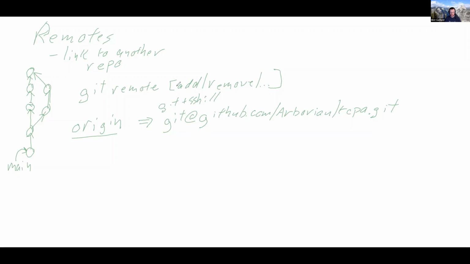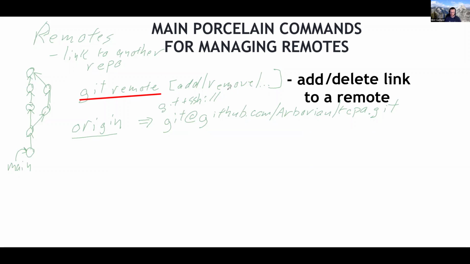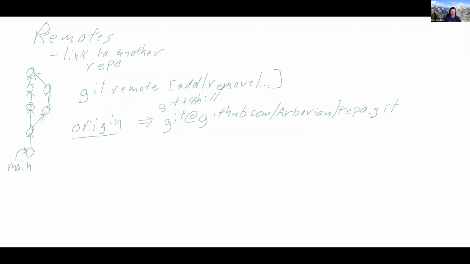So some of the other commands, this is for managing remotes. This is for adding a link to a remote. It's for deleting a link to a remote. You can just do git remote with no arguments, and it'll show you a list of all the remotes. But the ones that you'll probably be dealing with most of the time, there are actually four that you might work with. Clone, pull, push, and fetch.